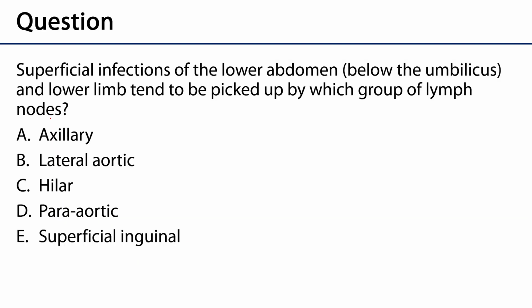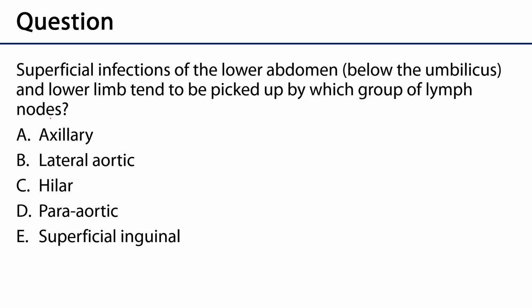And that leads us to our assessment question for the video, and that is superficial infections of the lower abdomen below the umbilicus and lower limb tend to be picked up by which group of lymph nodes? Is it A, axillary, B, lateral aortic, C, hilar, D, para-aortic, or E, superficial inguinal?